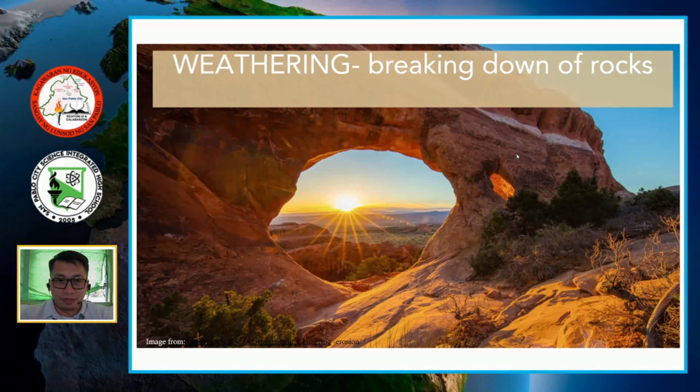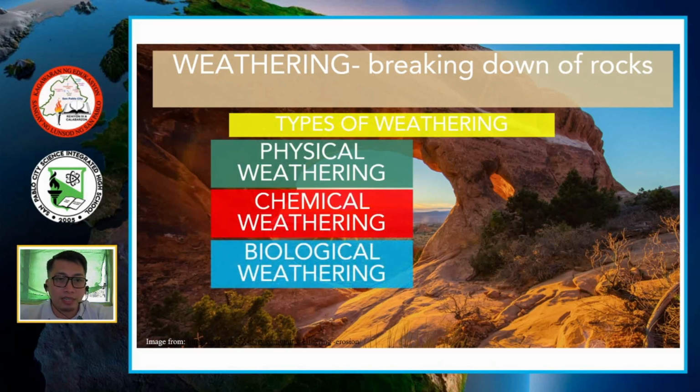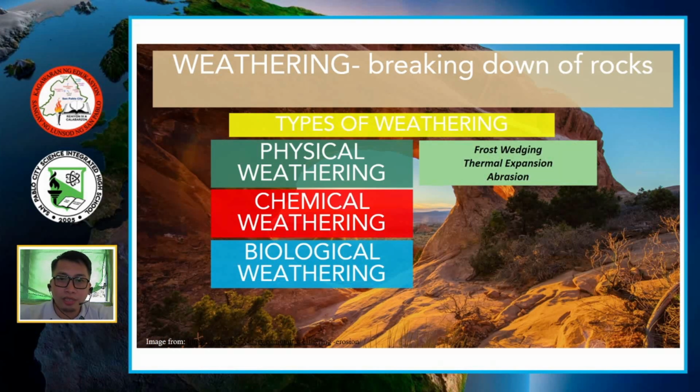So let us summarize our discussion about weathering. So weathering is a breaking down of rocks, and we have the three types of weathering: the physical, chemical, and biological weathering. For the physical weathering, we have discussed the frost wedging, wherein through ice formation, nagkakaroon ng breaking ng rocks. Another one is the thermal expansion, wherein through expansion and contraction, nagkakaroon ng exfoliation or nagpipil away yung outside layer ng rocks.